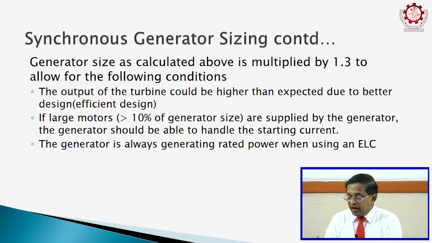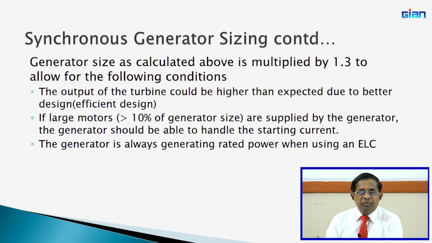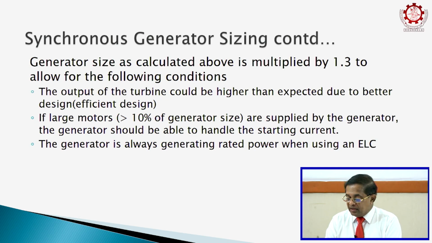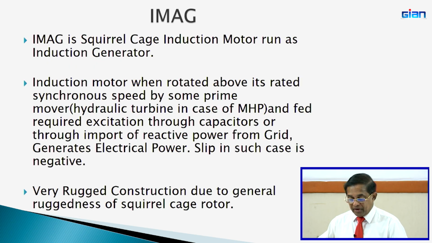The output of the turbine could be higher than expected due to better design. Sometimes although the turbine manufacturer says he will give a 1 megawatt machine, he will generally design it for 1.1, 1.2 to be on the safe side. So, if you have extra capacity, you should be able to utilize that. It is better to have a slightly bigger generator, and if large motors are supplied by the generator, it should be able to handle the starting currents, especially of induction motors. The generator is always generating rated power when using an electronic load controller. We will see how it operates in the next slide also.